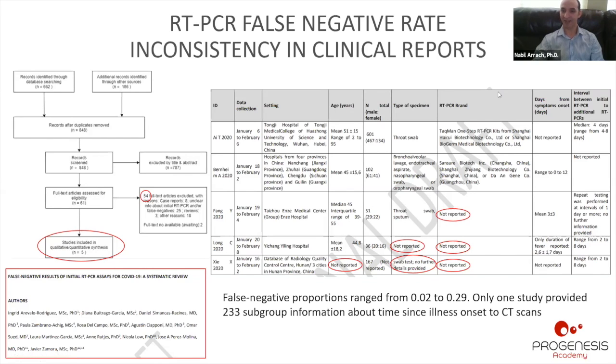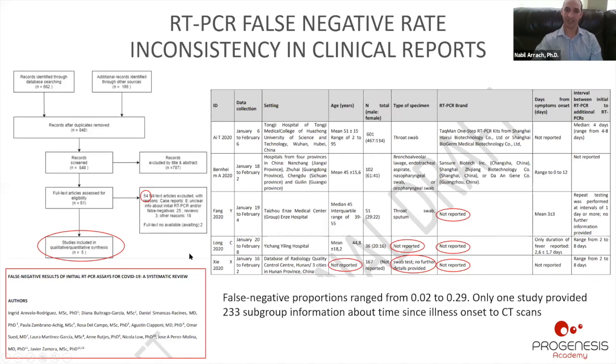And if you look at these 5 research papers, 3 of them did not report the type of qPCR that has been used. And that's important because you want to know what primers have been used, and whether 1 or 2 or 3 genes have been tested, and the specimen was not reported.